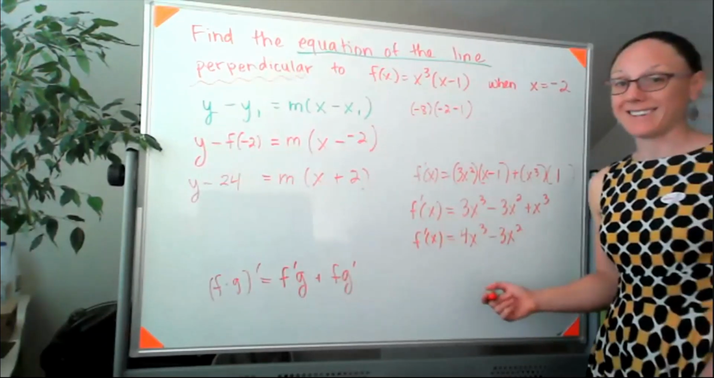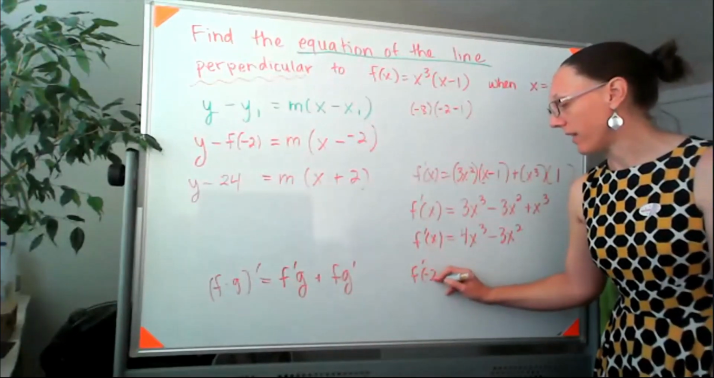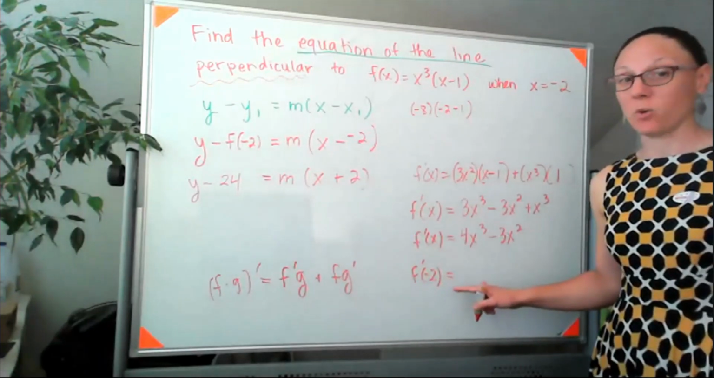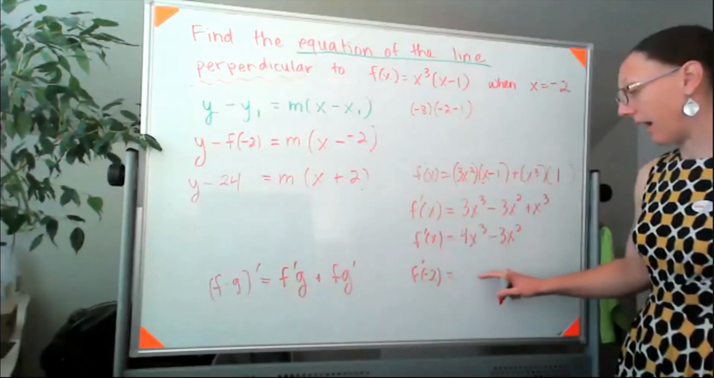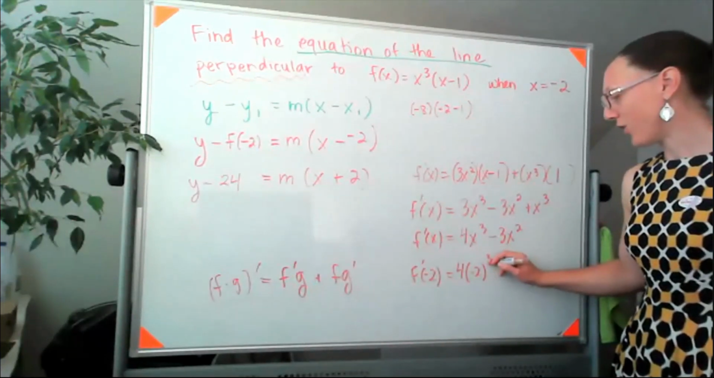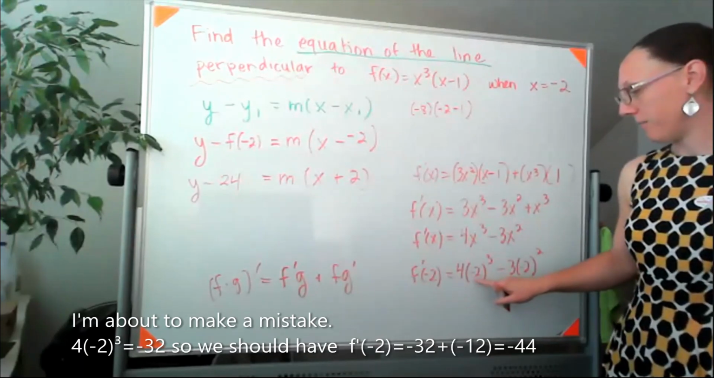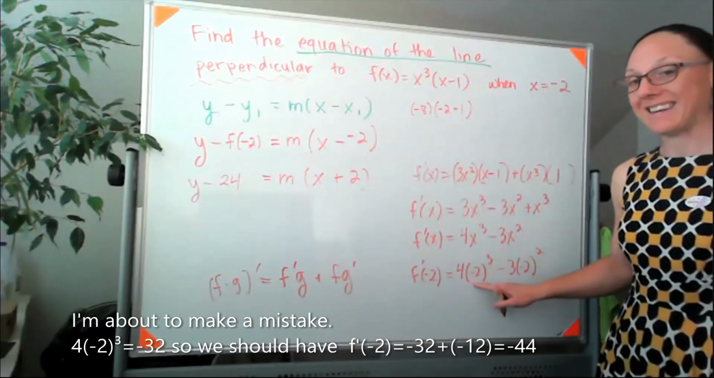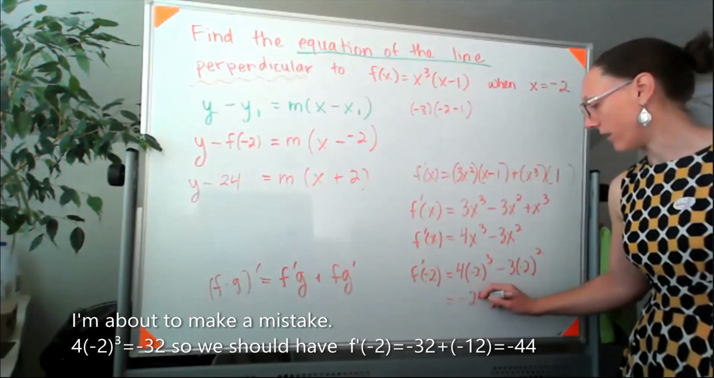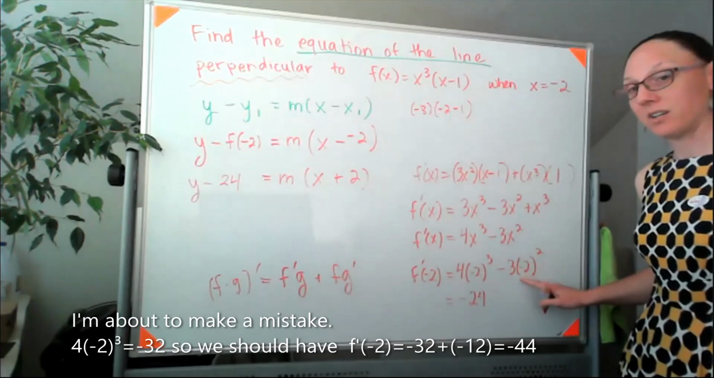Well, to turn that into the tangent line slope, I need to evaluate that at our x coordinate. So this is going to give me the tangent line slope, which is not the slope we need over there. So I'll have 4 times negative 2 cubed minus 3 times negative 2 squared. Negative 2 cubed, that's a negative 8, times a positive 4, it's a negative 24. Negative 2 squared is 4 times 3.